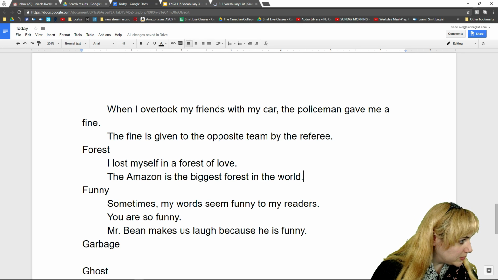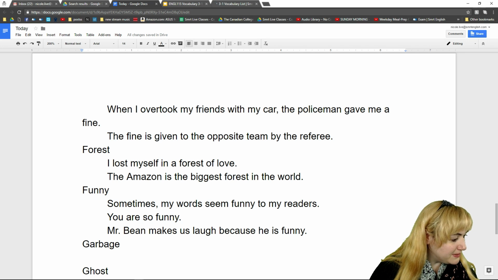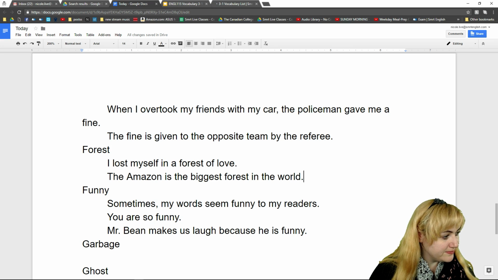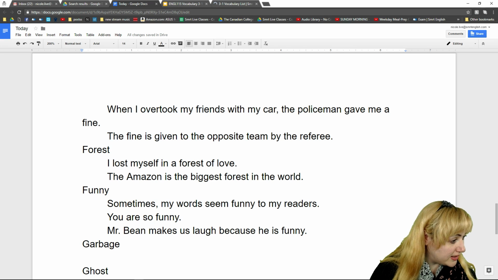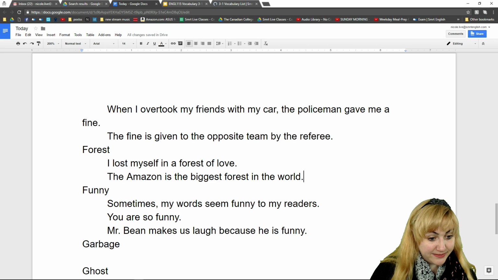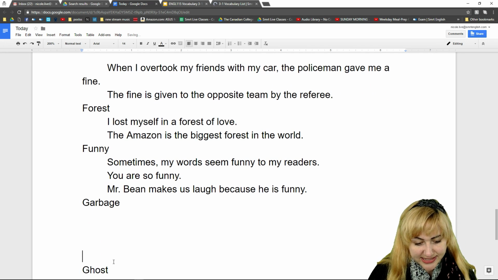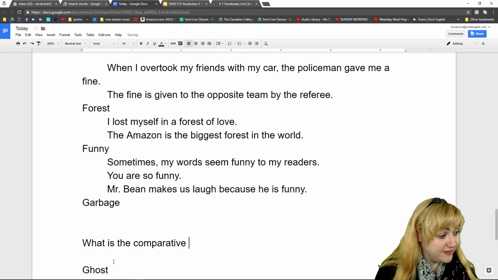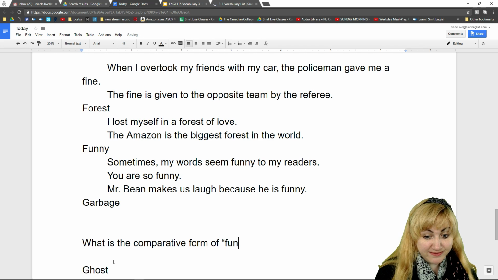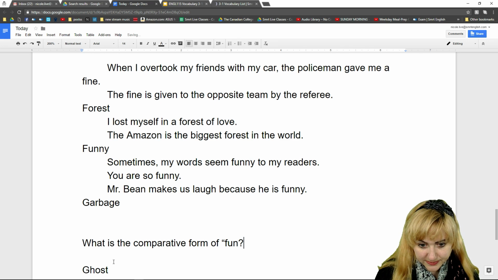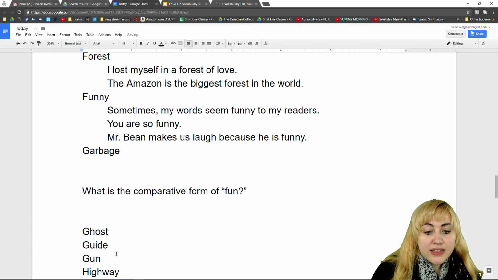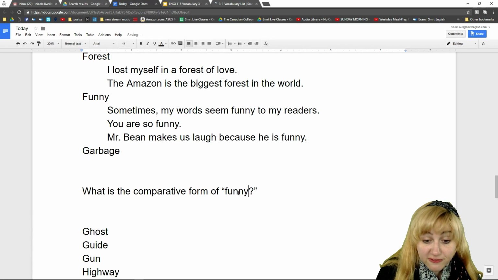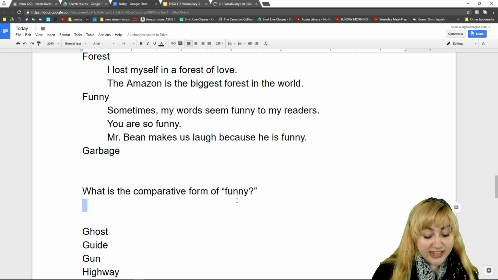Let's see if we have any for the word garbage. Does anybody have an example for garbage? Ooh, while we're waiting, let's see. Rosa asked a good question. So Rosa asked, what is the comparative form of fun? Is it funnier or more fun than? So, if you're talking about the word funny, then it's funnier.